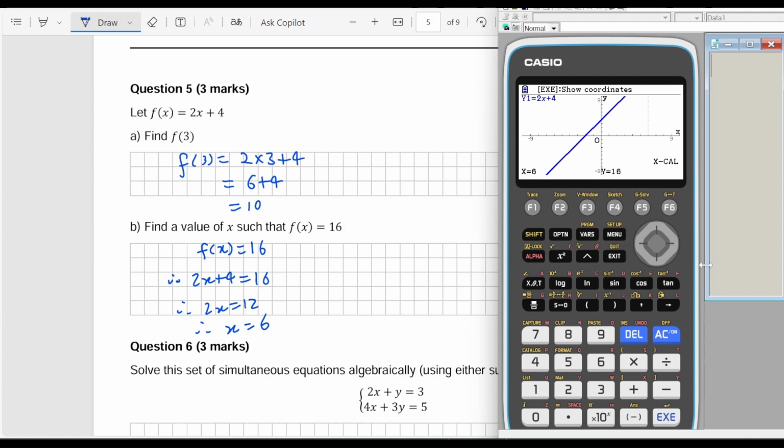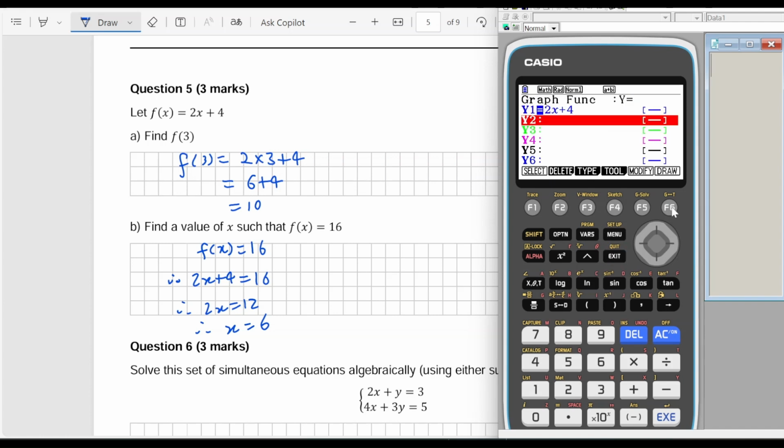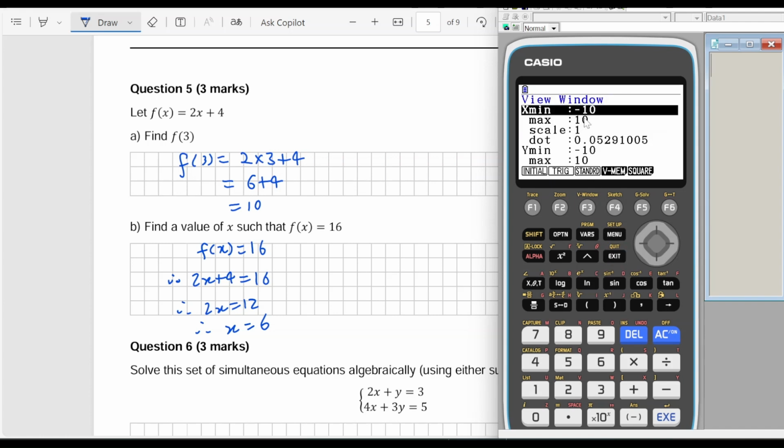That's what we said. Now, if you can't trace something, like if I try and trace 20, for example, it's out of domain. That would just mean that your window would need to be a bit bigger. So you can change these numbers in here, x min and max, along with a y min and y max, to make sure that you've captured everything.